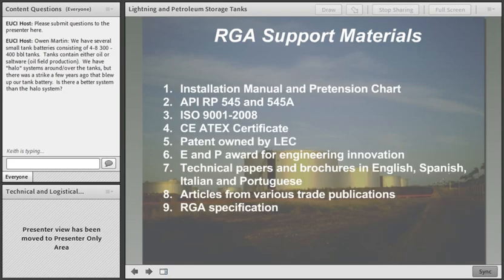The RGA is ATEX certified. If you're not familiar with ATEX, it stands for explosive atmosphere. So in other words, the RGA is certified to be utilized in an explosive atmosphere. The RGA is also manufactured in an ISO 9000 environment, and this particular device has received an award for engineering innovation from E&P magazine.